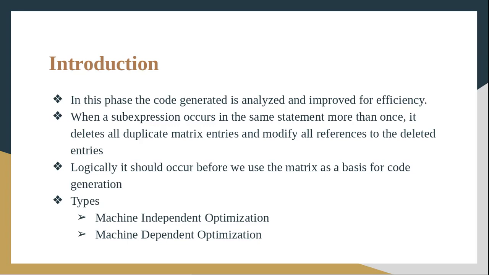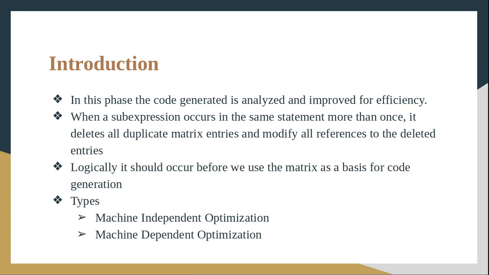This optimization phase should occur before the code generation phase. Logically, it should occur before we use the matrix as a basis for code generation. What is the input to the code optimization phase? The output of the intermediate code generation phase, right? What is the output of intermediate code generation? We have seen the matrix form of our source program. It contains one operator, a target operand and two source operands. That matrix form is given as input to the code optimization phase.